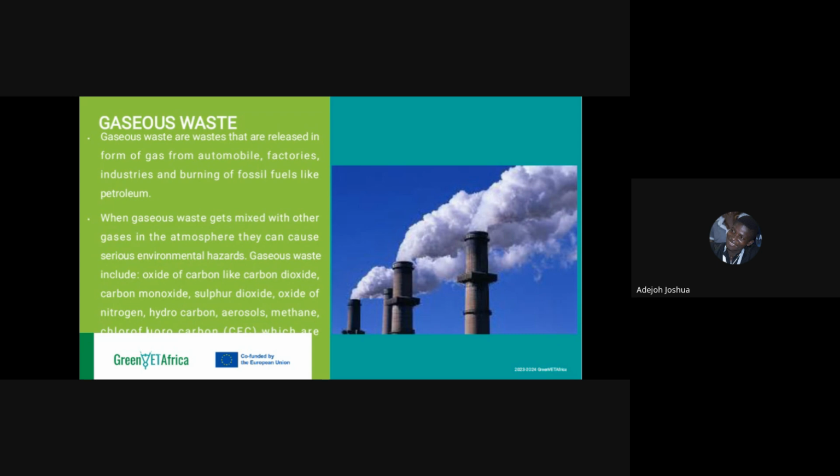Some of the things they cause, gases like carbon dioxide, for example. Carbon dioxide is a greenhouse gas. And what does that mean? It adds to the depletion of the ozone layer. And by extension, it causes global warming, which is the warming of the Earth's atmosphere.